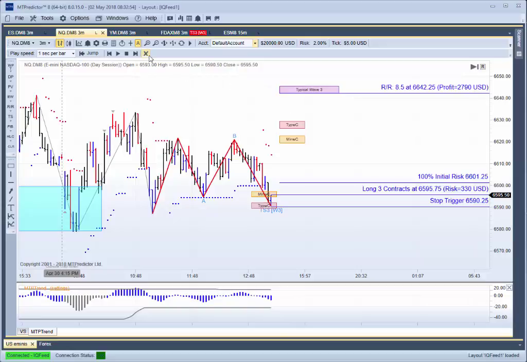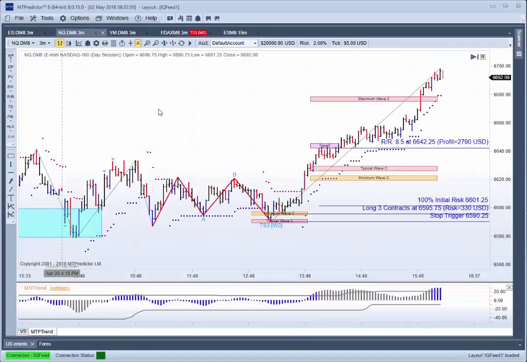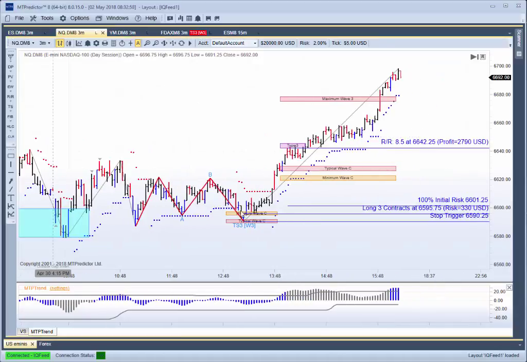So let's now turn training mode off and see how the market unfolded. Well, it did absolutely brilliantly. The market then rallied off this level really nicely, and as you can see, that left the low of the day being nailed by our higher time frame support zone there.